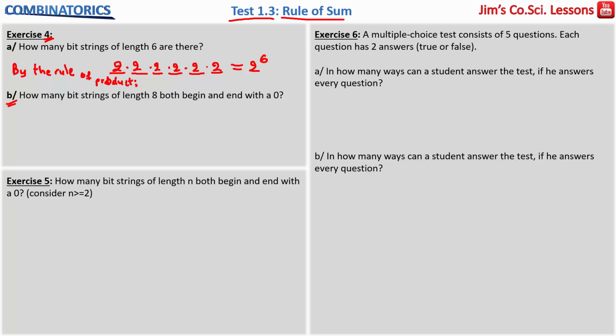How many bit strings of length 8 both begin and end with a 0? Let's see how many spots we have to fill. It says length 8, so I need 1, 2, 3, 4, 5, 6, 7, 8. Now let's go to the first spot here. We have a restriction, only 0 can be put in the first spot, so there is one way to fill it. And again, if we go to the second spot, there are 2, 2, 2, 2. Everything is 2 except the last spot. Here also a 0 must be put, so there is one way to fill it. So again, by the rule of product, the total number of ways is again 2 to the power of 6.